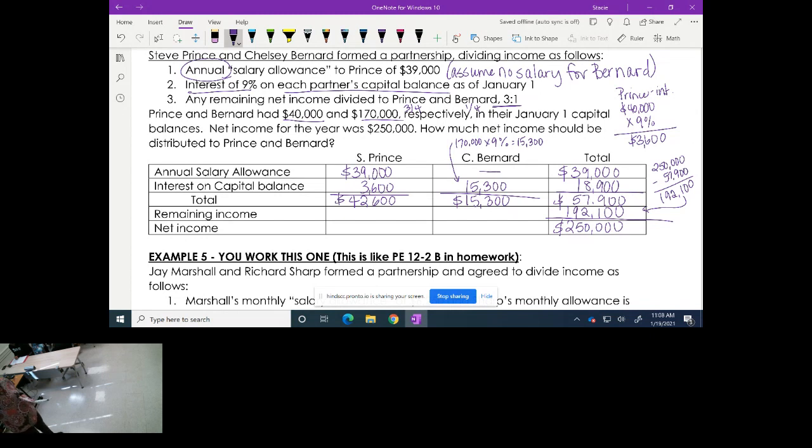All right, so if I'm gonna divide it out 3/4 and 1/4, how much is Prince gonna get of net income? 192.1 times 3/4 is 144, 0.75. Okay. How much for Bernard? 48.25.